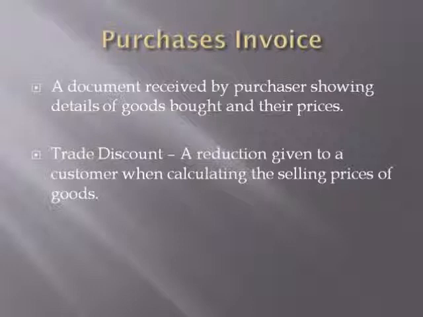You see, we have trade discount here. Trade discount is a reduction given to a customer when calculating the selling prices of goods. Therefore, a customer will get a trade discount at times if he buys something from a supplier. And please note that the trade discount is not recorded in the Purchases Journal. It is calculated before entering into the Purchases Journal.